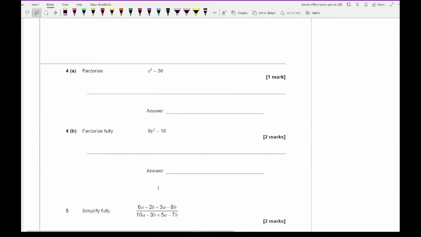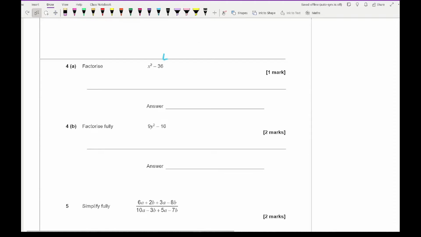Moving on to question 4, it says factorize. Now this is a difference of 2 squares. So then what I do is I set up my bracket. What do I have to square to get x squared? Well, that's going to be x. What do I have to square to get 36? That's going to be 6. One's a plus, one's a minus.